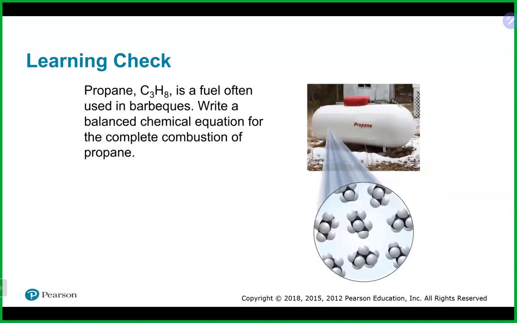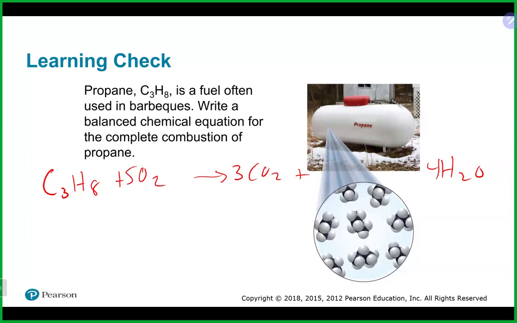So propane, again, is a fuel. We want to write the equation for propane. It is basically C3H8 plus O2, giving CO2 and water. Obviously, we would need to do a little balancing like we've done before: a 3 there, a 4 there, 6 and 4 is 10, and a 5 there, I think, and make sure that it is balanced at that point.